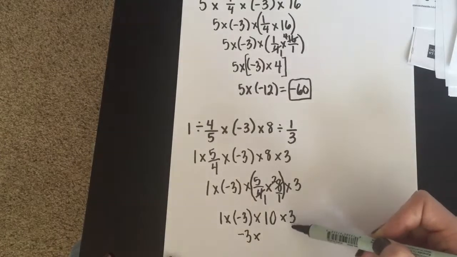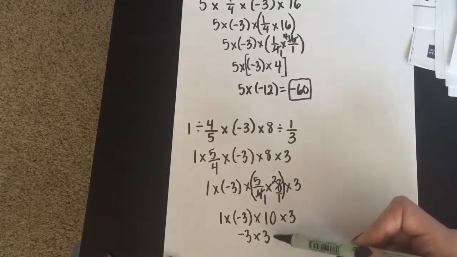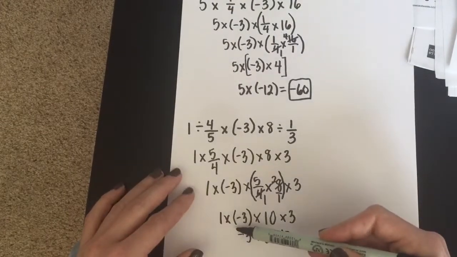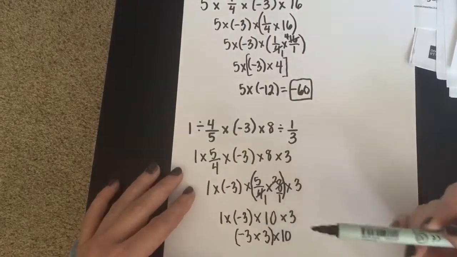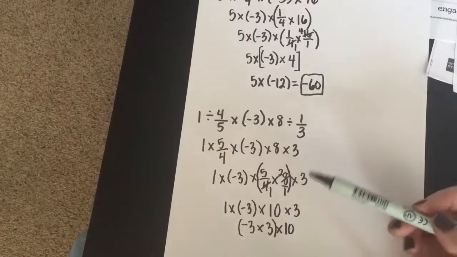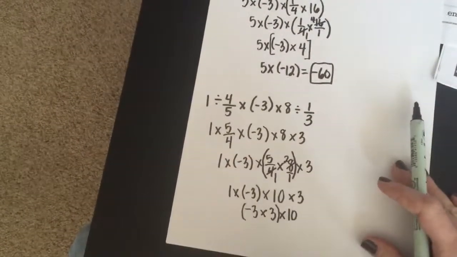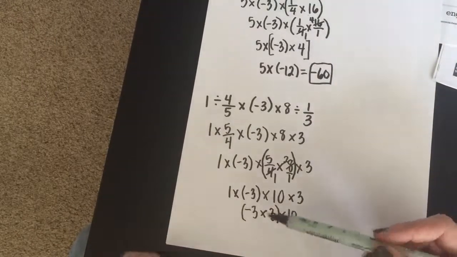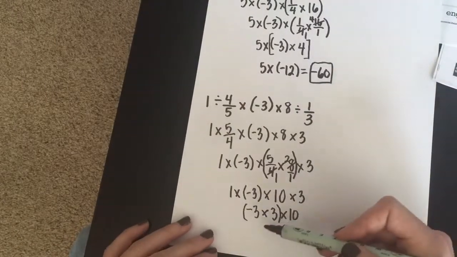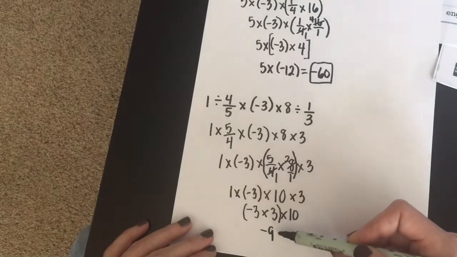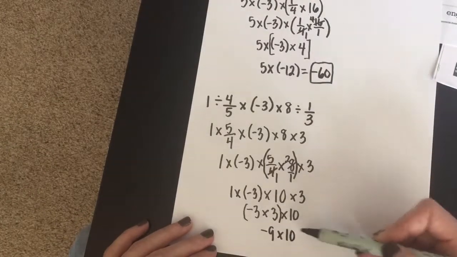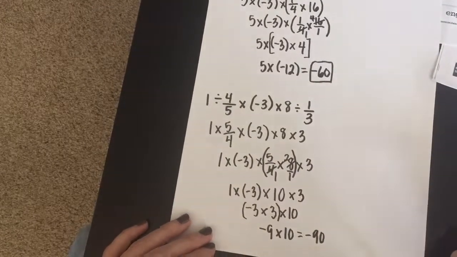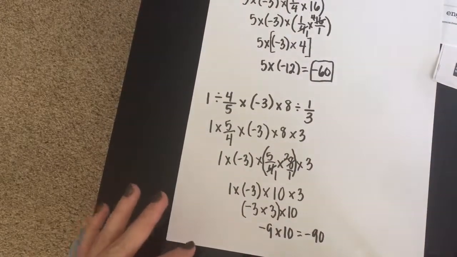And I'm going to bring this 3 over here. I'm going to use my commutative property to switch the 10 and the 3 around, because I want to group these two and do them first, because whatever I get there I can multiply by 10 very easily without whipping out a calculator. So negative 3 times 3 is negative 9 times 10, and I get negative 90. And I didn't have to pull out a calculator for any of this, which is great, much faster.